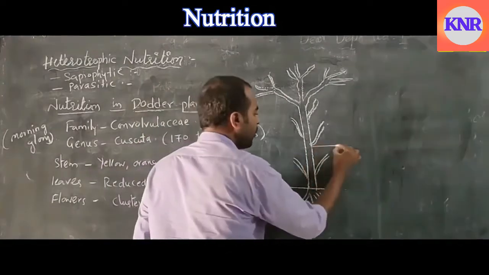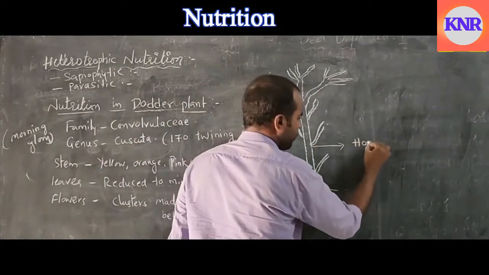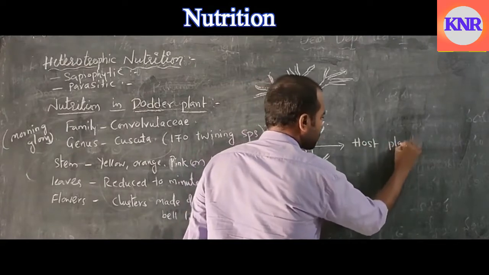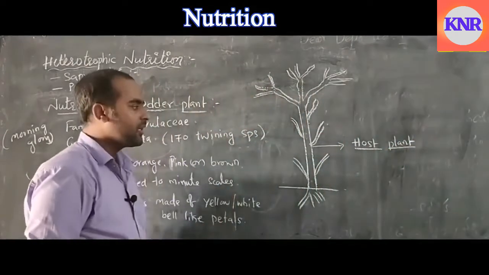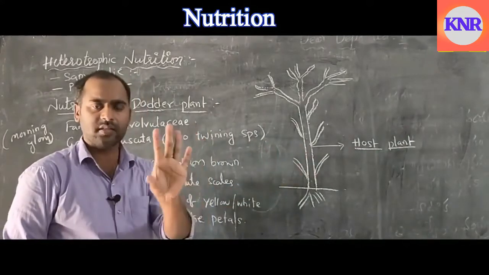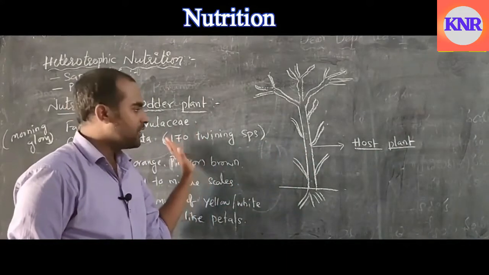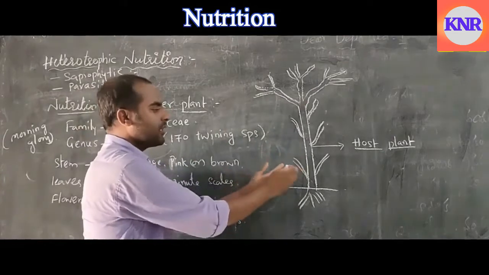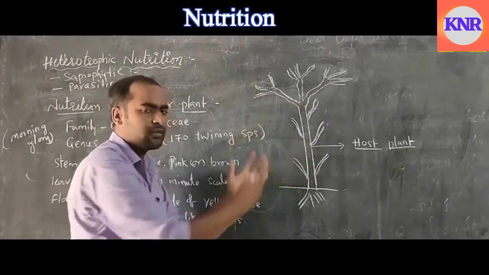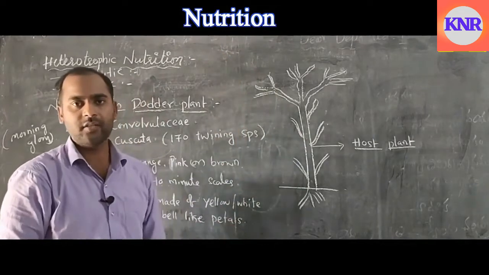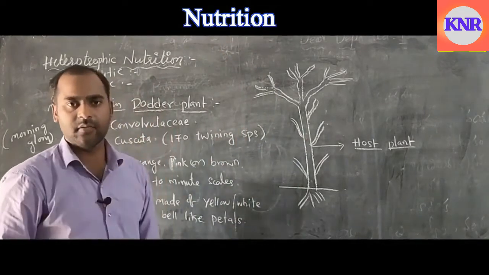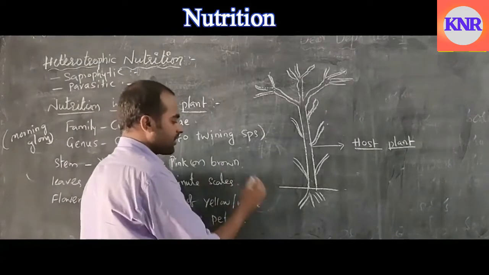We call this a host plant. Then our dodder plant is the guest for this. A guest is nothing but a parasite, yes. It goes there as a guest onto that plant, and it settles there completely. So that is a parasitic plant, right? Let us take the parasitic plant.